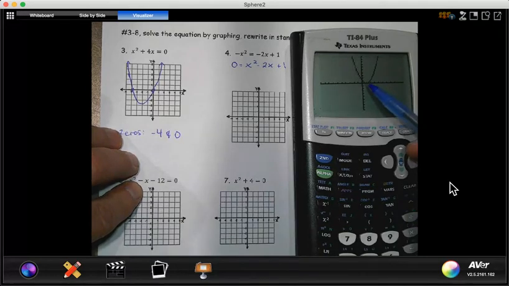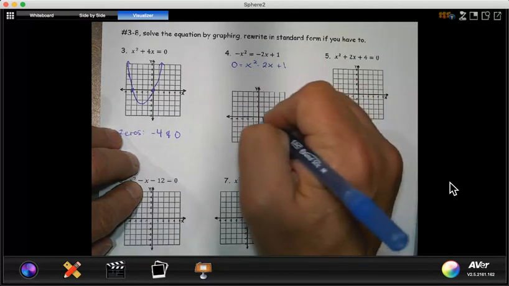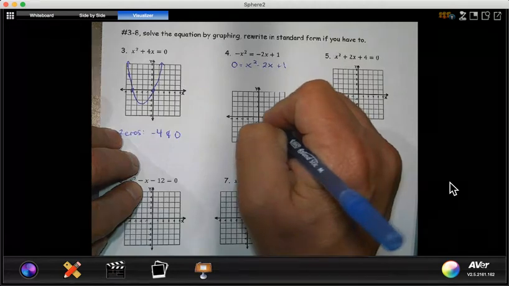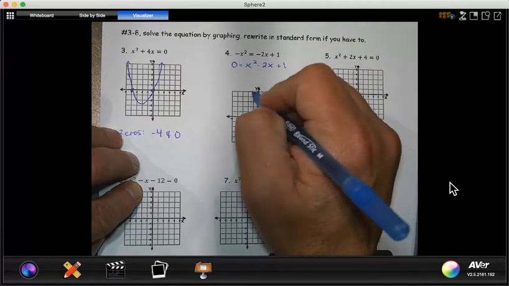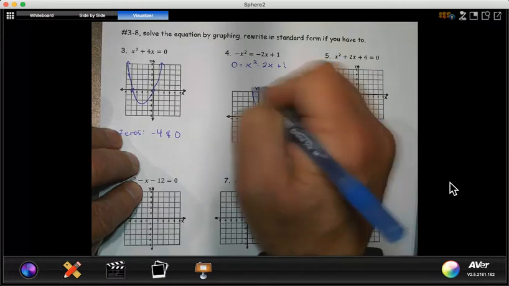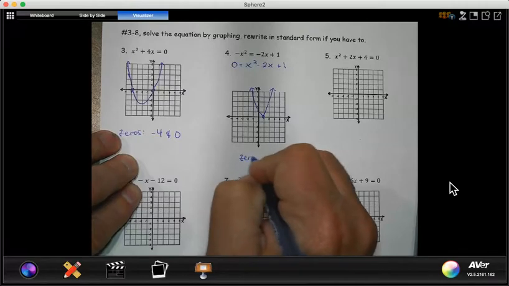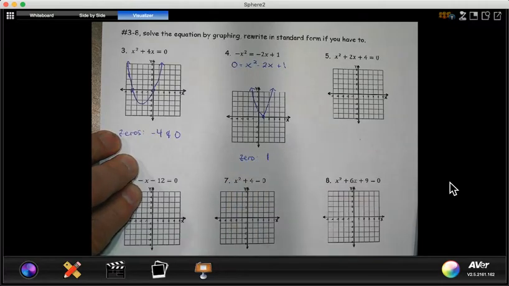So it looks like there's a 0 right at -1. Or sorry, +1. So my graph is going to do one of these. There's only one 0 in this case, and it's at 1. Okay.